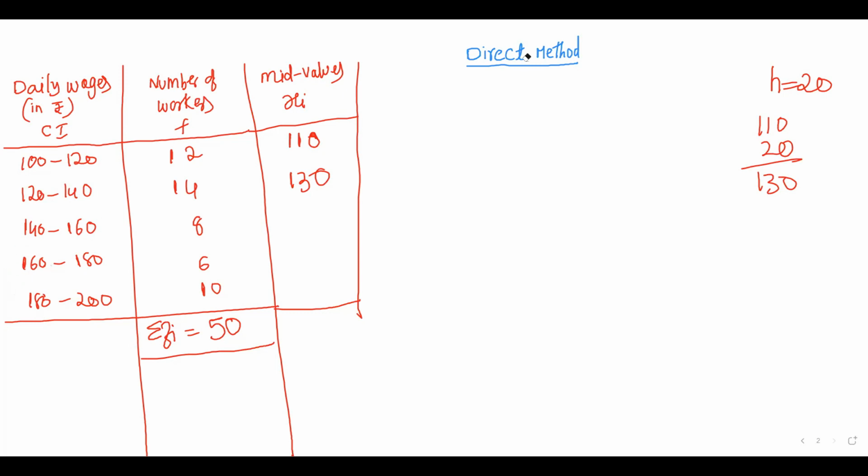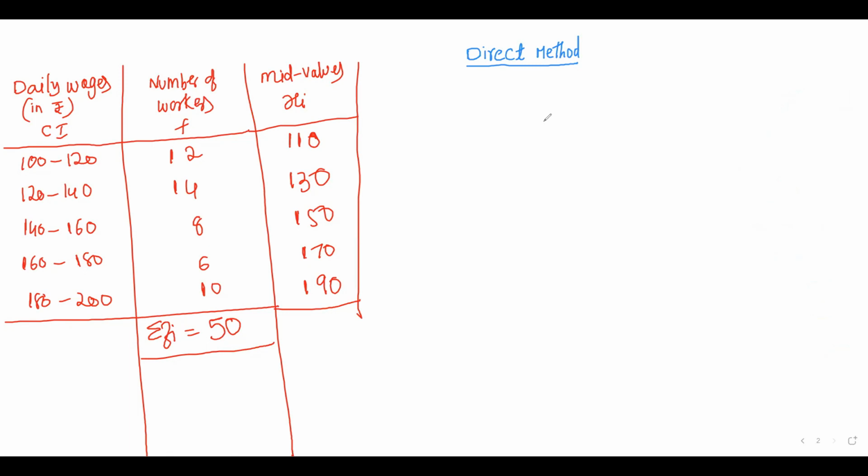Got it? Now again add 20. Again add this height. You will get 150. Again 150 plus 20, 170. 170 plus 20 is lastly 190. Is that okay? So we got all the mid values. Clear?